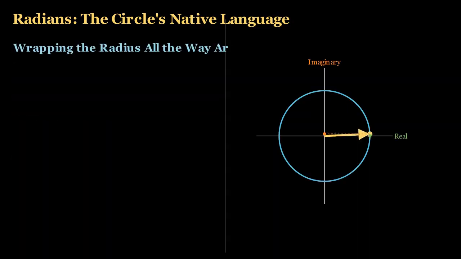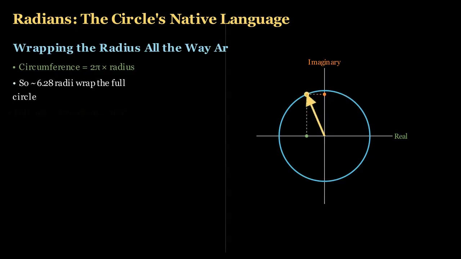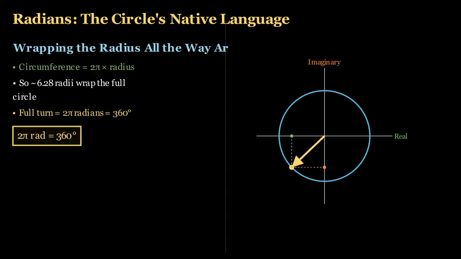The whole circumference is 2 pi times the radius, about 6.28 spokes laid end to end. So a full turn sweeps out 2 pi radians. That's the circle's native full circle number, matching 360 degrees.